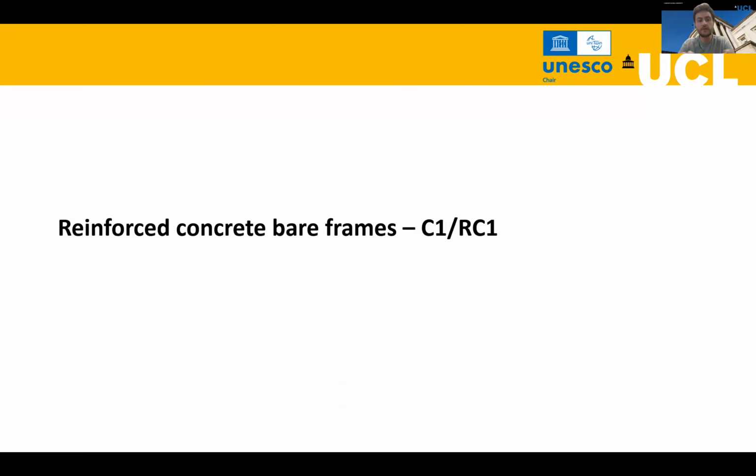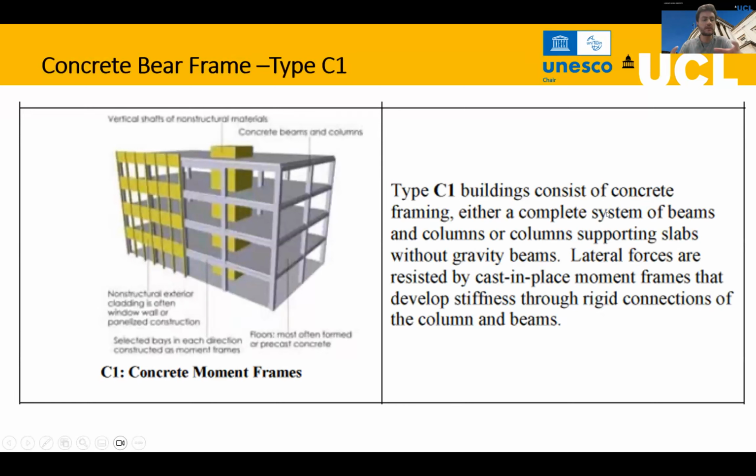So the first part of this presentation covers the reinforced concrete bare frames. In the FEMA 647 they are called C1, while in the GLOSSY approach they are called RC1. These buildings include beams and columns as the main structural system, and it's the system that will withstand all the gravitational but also all the lateral forces. In this case, the partitions will not interact with these elements.